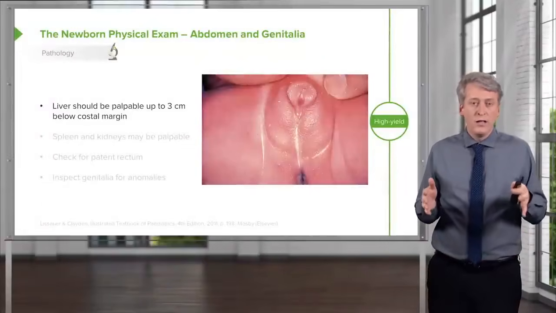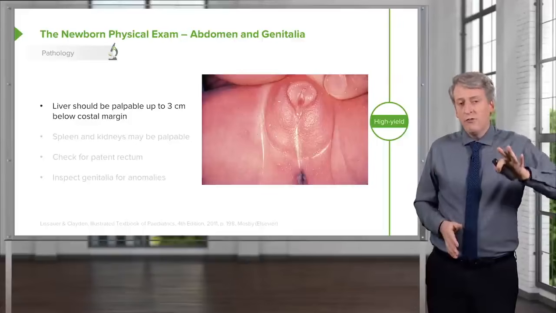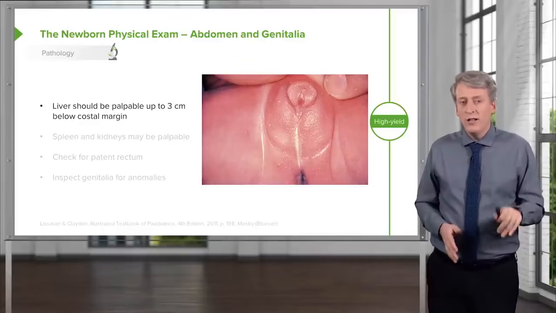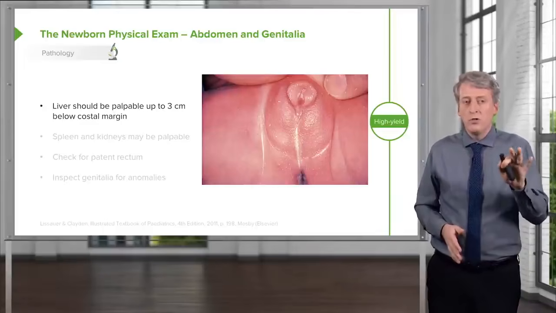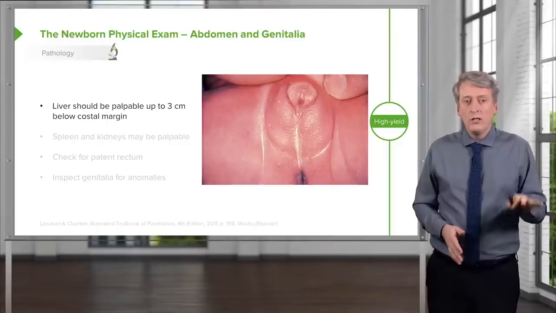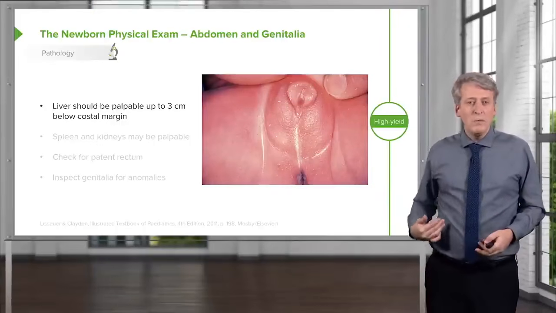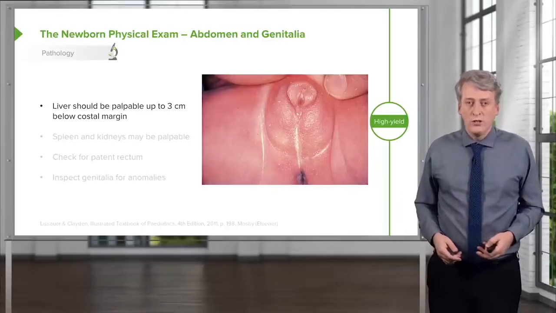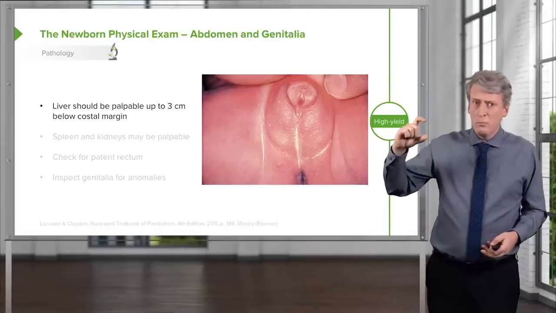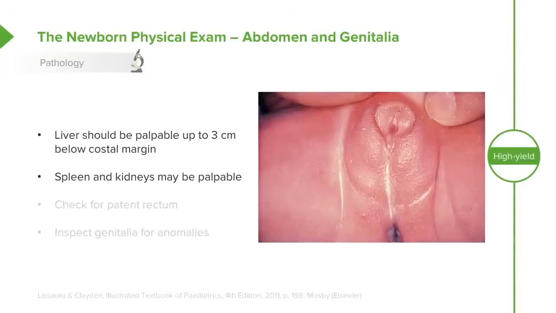Okay, we're moving down to the liver. It's normal to feel a liver in a baby. In fact, if you examine a baby well and you don't feel a liver, you probably didn't examine them well enough. You should be able to palpate livers in most babies. It's even normal to be able to palpate kidneys in babies. So you're going to feel that liver, and it should be generally no larger than 3 centimeters below the costal margin. 3 centimeters is a pretty big distance. Babies can have big livers. The spleen and the kidneys may be palpable, and that may be normal.